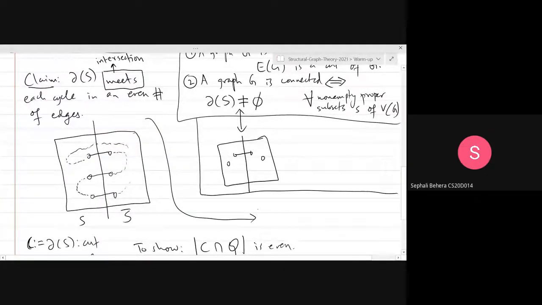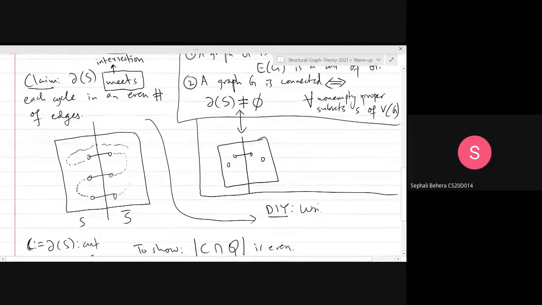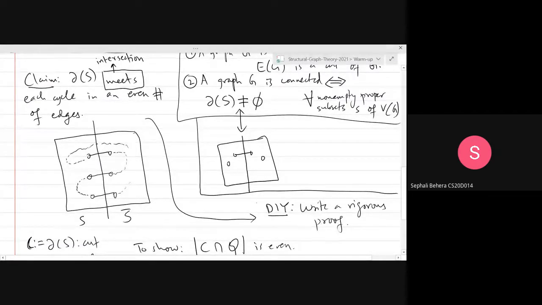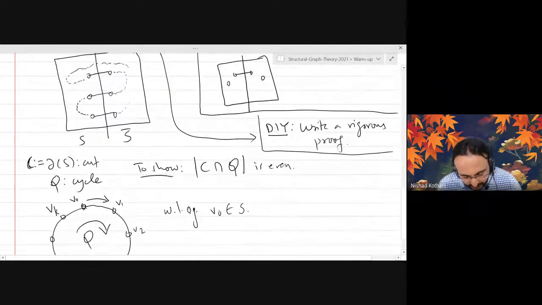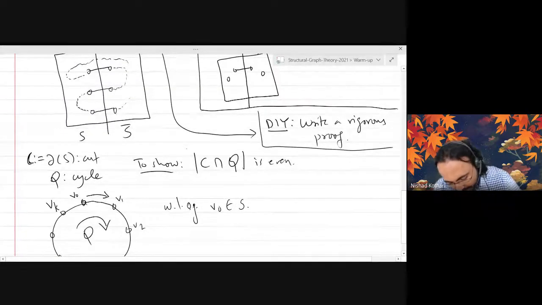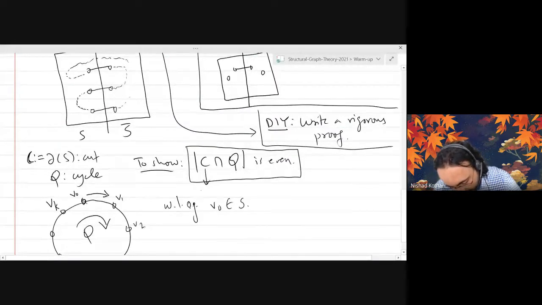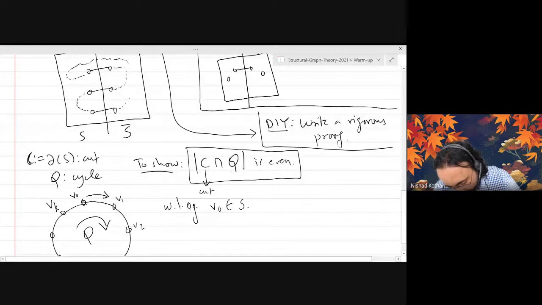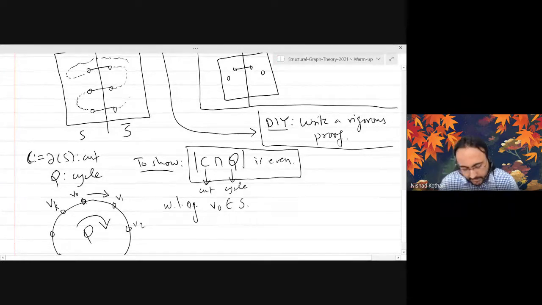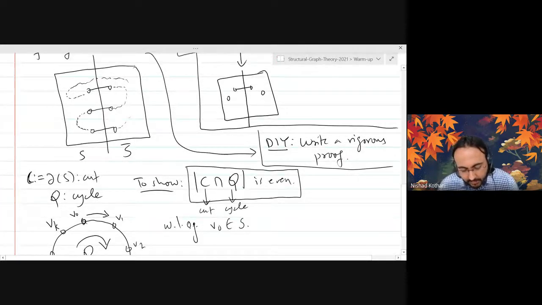So here, this particular word "meets". So it's actually including that edge in the cycle, is it so? Right. So "meets" just means the intersection of the cut and the cycle. So C is our cut and Q is our cycle, and "meets" just means that the intersection is an even number of edges.